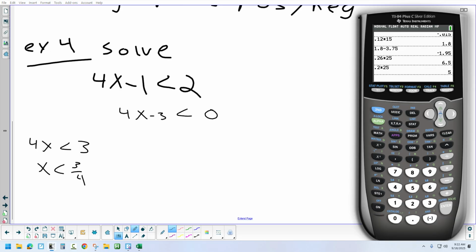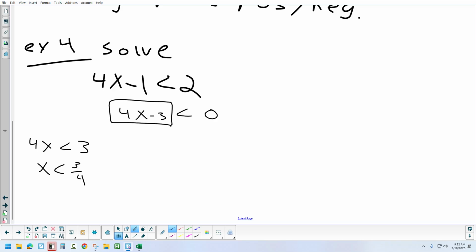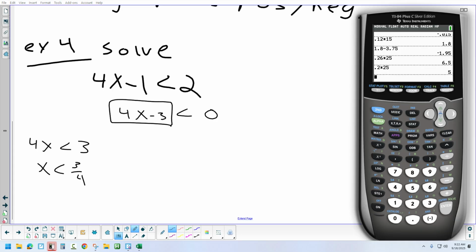And now let's put this in y1: 4x minus 3. And when I graph it, am I looking for where 4x minus 3 is below the x-axis or above the x-axis? Which one am I looking for in this case? Below. I'm looking for where it is under 0. So let's do zoom 6. And it does have to be under. It cannot be equal. It has to be under.